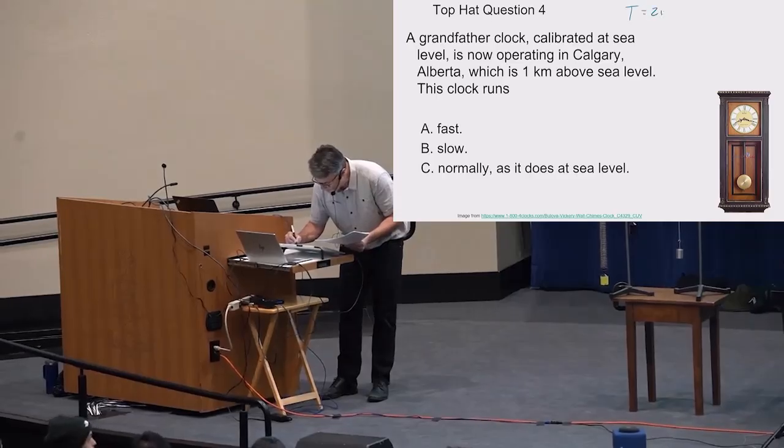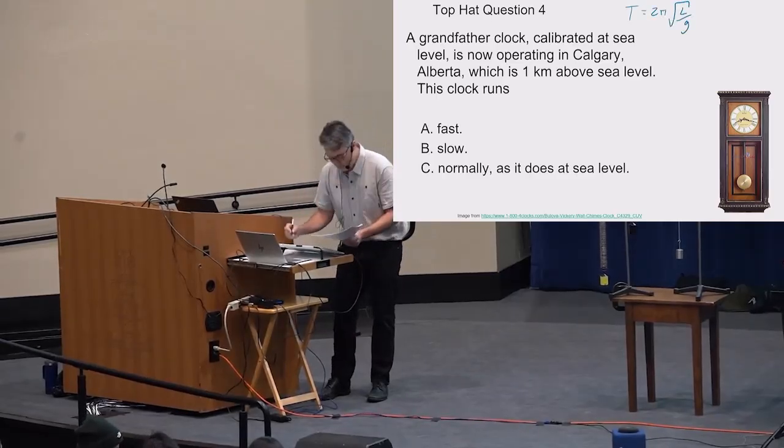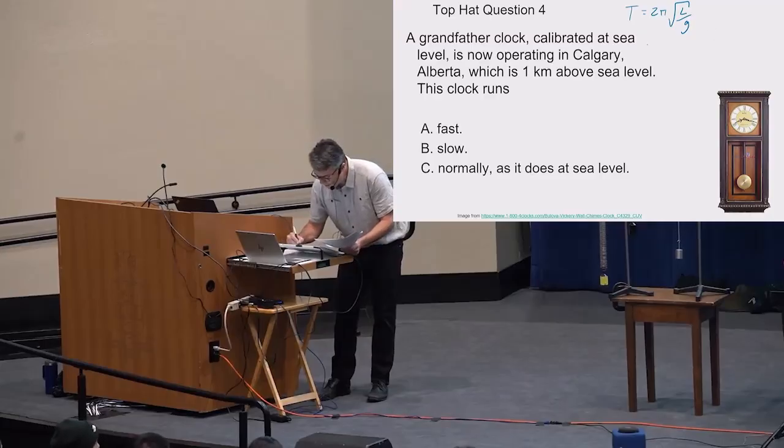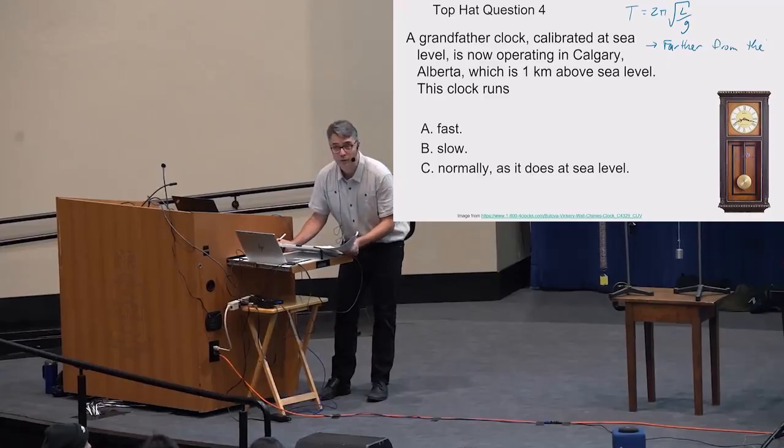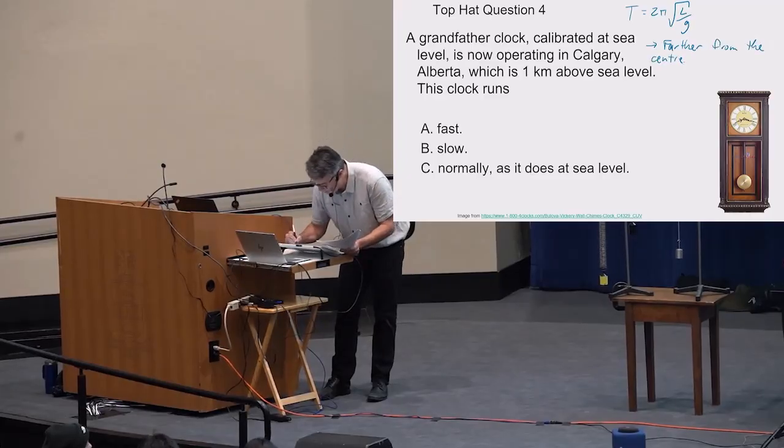T is equal to 2 pi times the square root of L over g. g is the issue here, right? So what I think is that farther from the center of the Earth, it's not 9.8, it's a little less than 9.8. Gravity is less in Calgary than it is in Victoria is the idea here, but just a bit. And you can measure this, g is less.